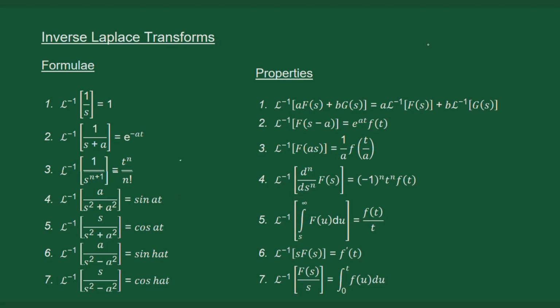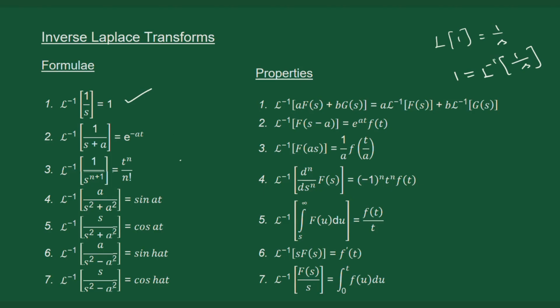For example, under Laplace transform we saw L of 1 is equal to 1 by s. So if we take L inverse on both sides, then here it becomes 1 and here it becomes L inverse of 1 by s. So this is what we have written, right?